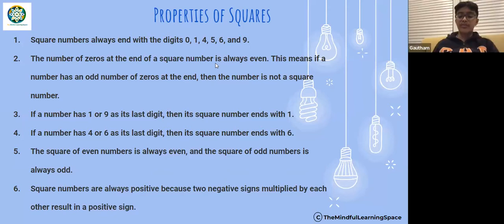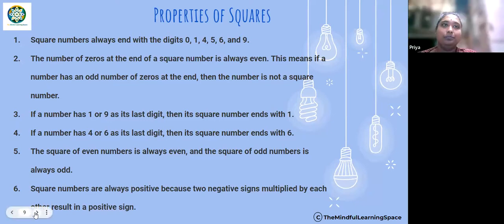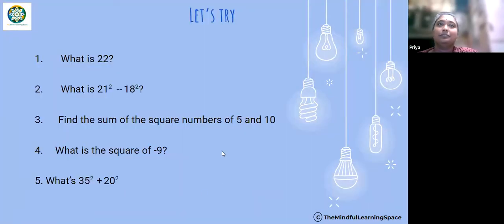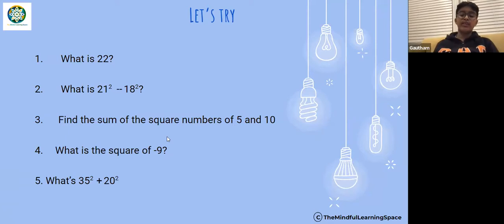Square numbers are always positive because two negative signs multiplied by each other result in a positive sign. For example, negative 5 times negative 5 equals 25. Good job. Negative times positive equals negative, and negative times negative equals positive.